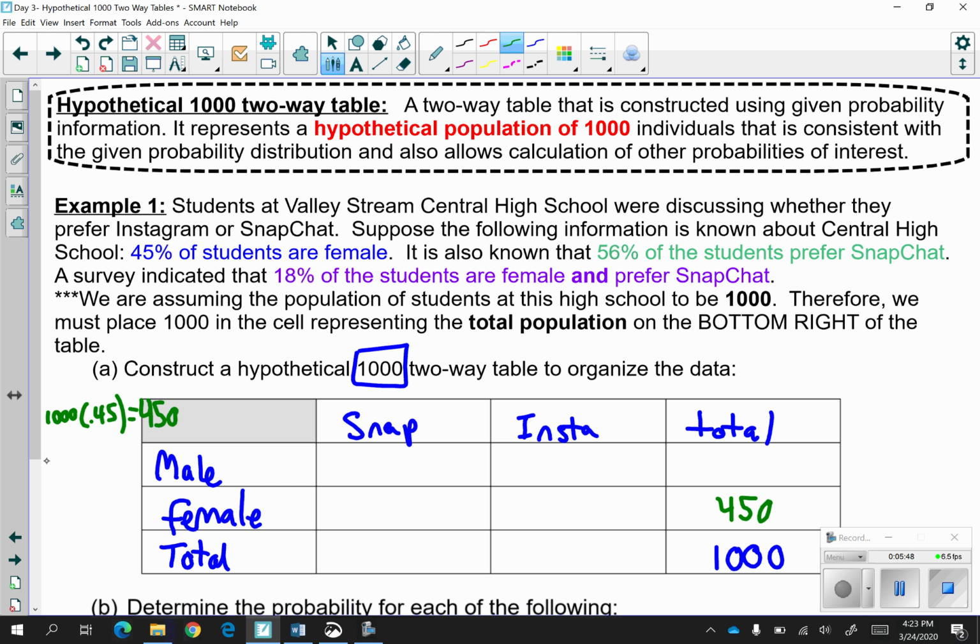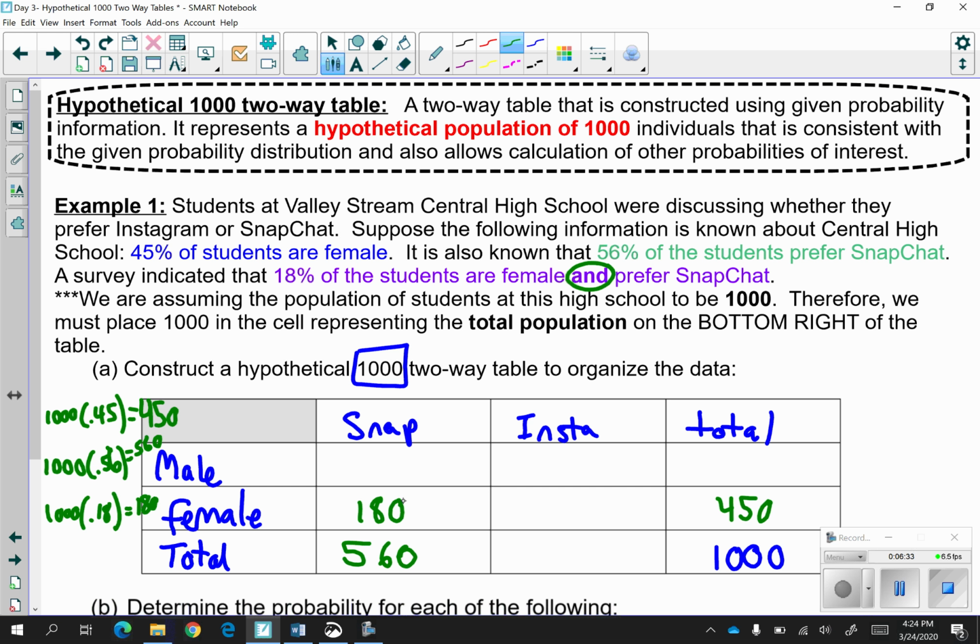Next piece of information is that 56% of the students prefer Snapchat. So 1,000 times 0.56 gives me 560 people who like Snapchat. That goes in the total column. Last piece of information is 1,000 times 0.18 gives me 180, and we're talking about the students who are female and prefer Snapchat. Because it's and, I know it's on the inside. And we have female and Snapchat, that's going to be right here, of 180.